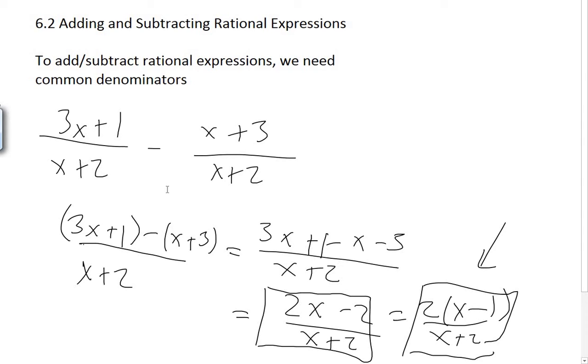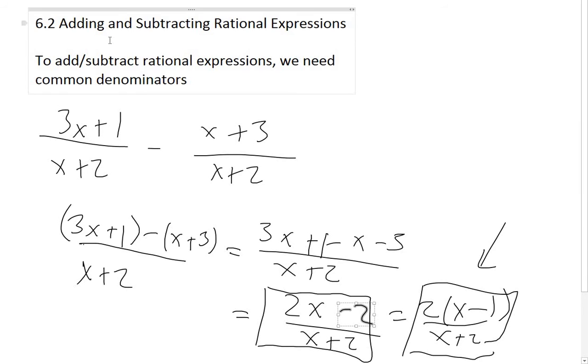But the truth is, I could probably jump straight to the answer right away. 3x minus x gives me 2x. 1 minus 3 is negative 2. And the denominator is x + 2, so it stays x + 2. This middle step, though, I think will help if you write it out so that you don't forget to distribute the negative, because usually the biggest mistake happens right here with the subtraction.